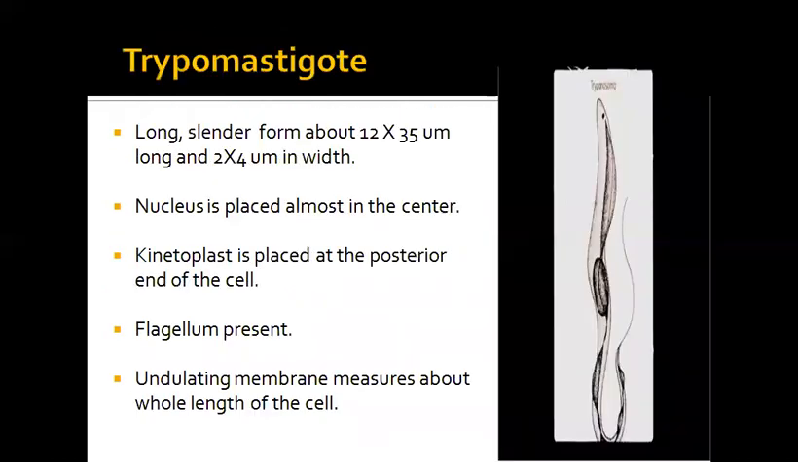Lastly, coming to the trypomastigote form, this is a long and slender form, about 12 by 35 microns long and 2 by 4 microns in width. The nucleus is placed almost in the center. The kinetoplast is placed at the posterior end of the cell. Flagellum is present. The undulating membrane measures about the whole length of the cell. So here we have a diagram of the trypomastigote form.